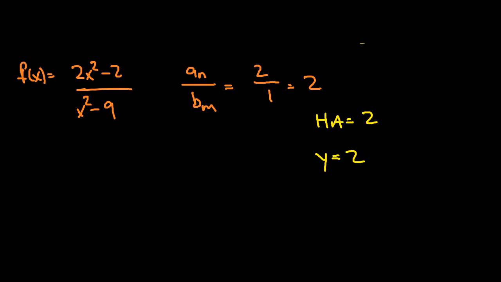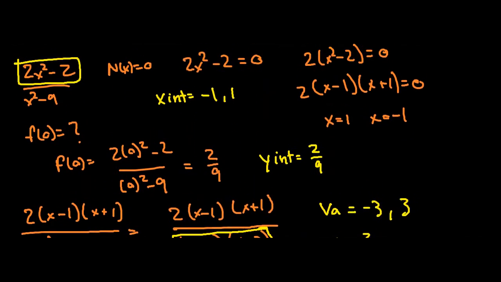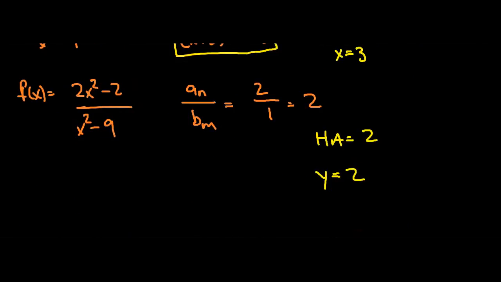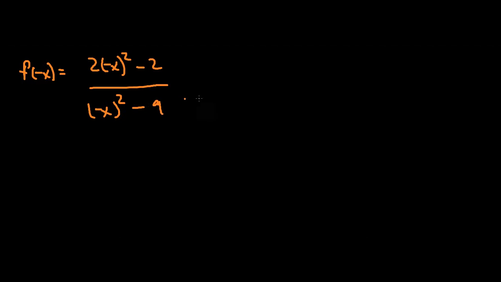So now we've done vertical asymptotes, horizontal asymptotes, and zeros of the function. Step 4 is to test for symmetry. And we can have symmetry with respect to the y-axis or with respect to the origin. So let's figure that out. In order to test for symmetry, I'm going to have to put in minus x for this function. So I'm going to have 2 times minus x squared minus 2 over minus x squared minus 9, and this is going to be the same thing.